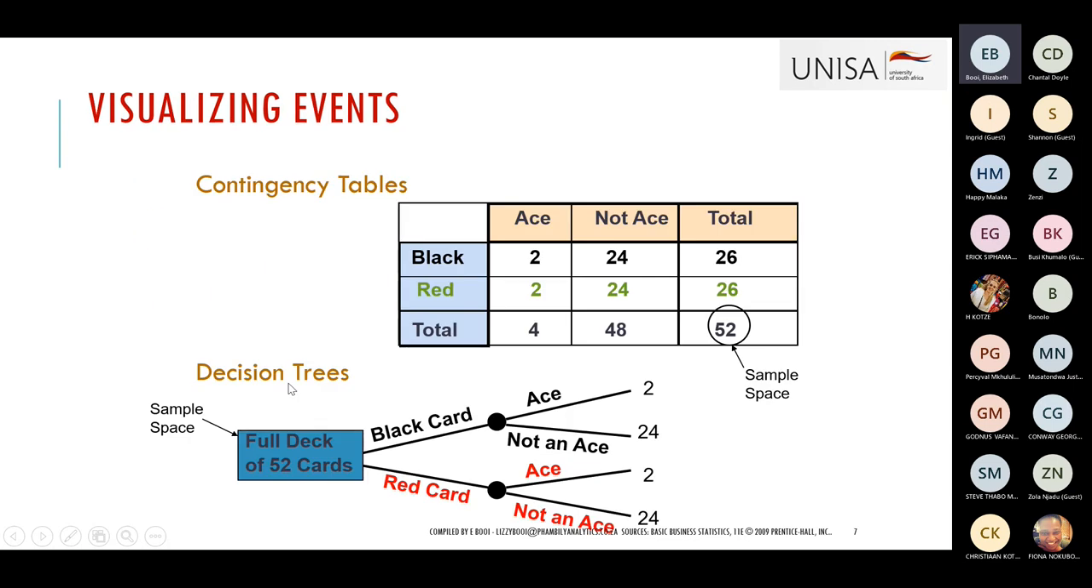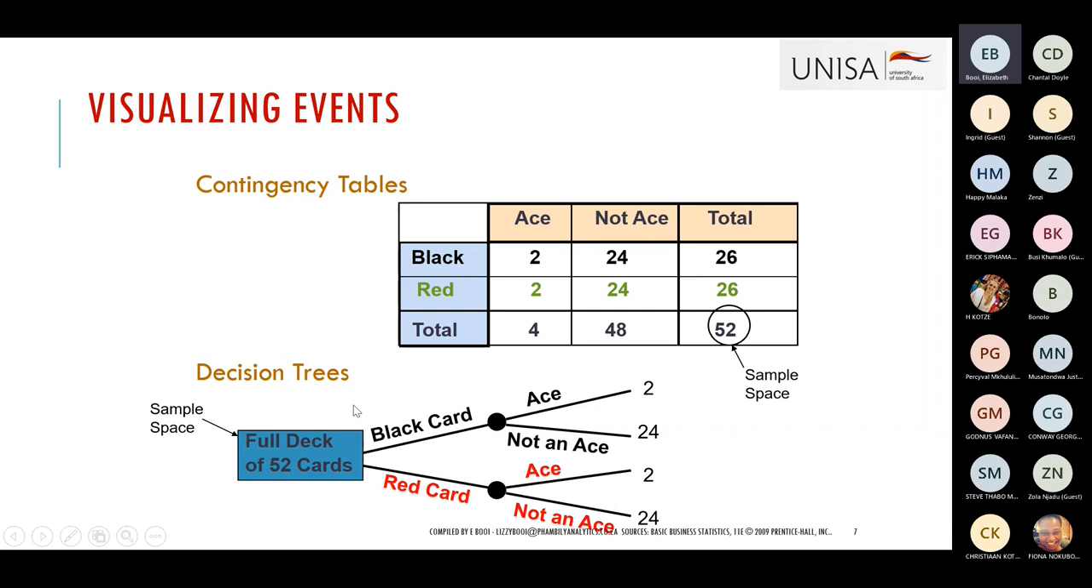We can also visualize events using a contingency table. And this is the easiest table to use. If you are able to create this table, you should be able to represent your events or your probabilities with this table and be able to answer questions. And you will see that the majority of questions are based on a contingency table. And if there is no contingency table, we are going to create one to enable us to answer some of the questions.